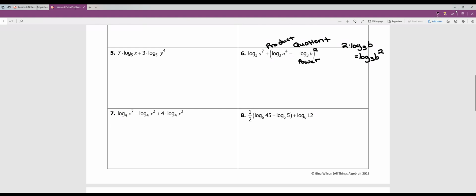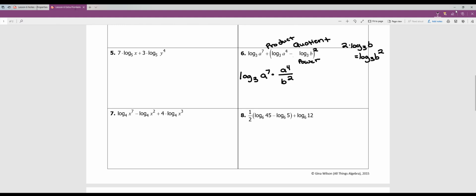My addition tells me I need to use product. My subtraction tells me I need to use quotient. So let's do this all together. I have log base 3 of a to the 7th times a to the 4th divided by b squared.